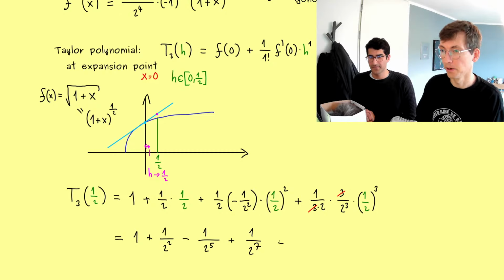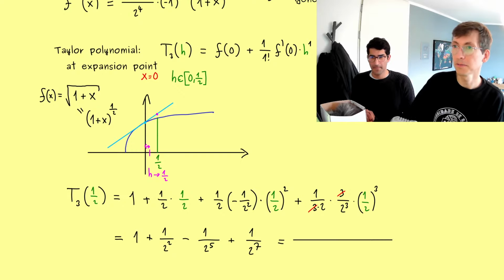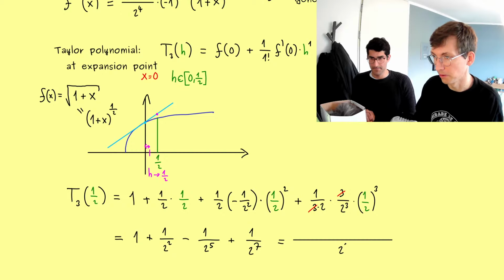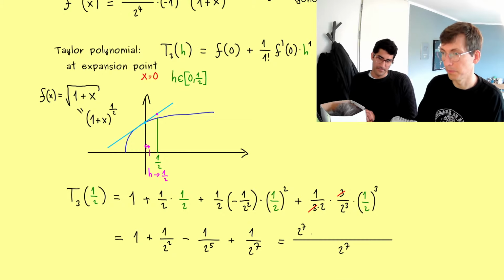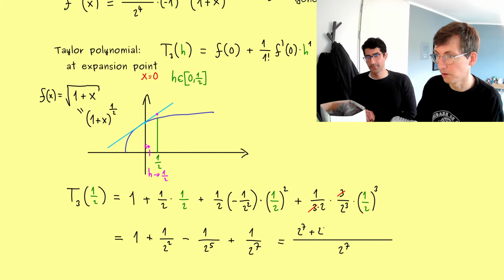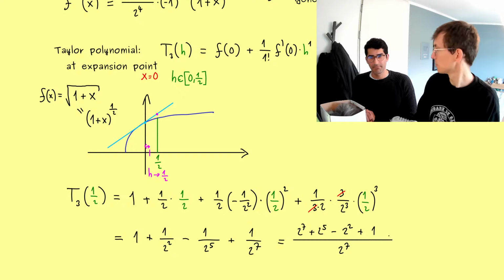Okay, now calculating with fractions means bring it to the one denominator. The common denominator would be 2 to the power 7, which means we have the 1 as 2 to the power 7 plus the 1 with 2 to the power 5 minus 2 to the power 2 plus 1. Okay?